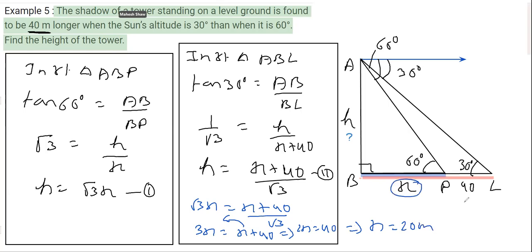So we got the value of x. But what we have to get is the height of the tower. In the first equation, we can substitute x as 20. So the height of the tower will be 20 root 3 meters. We can even place the value of root 3 if mentioned in the question, or we may leave the answer here only.